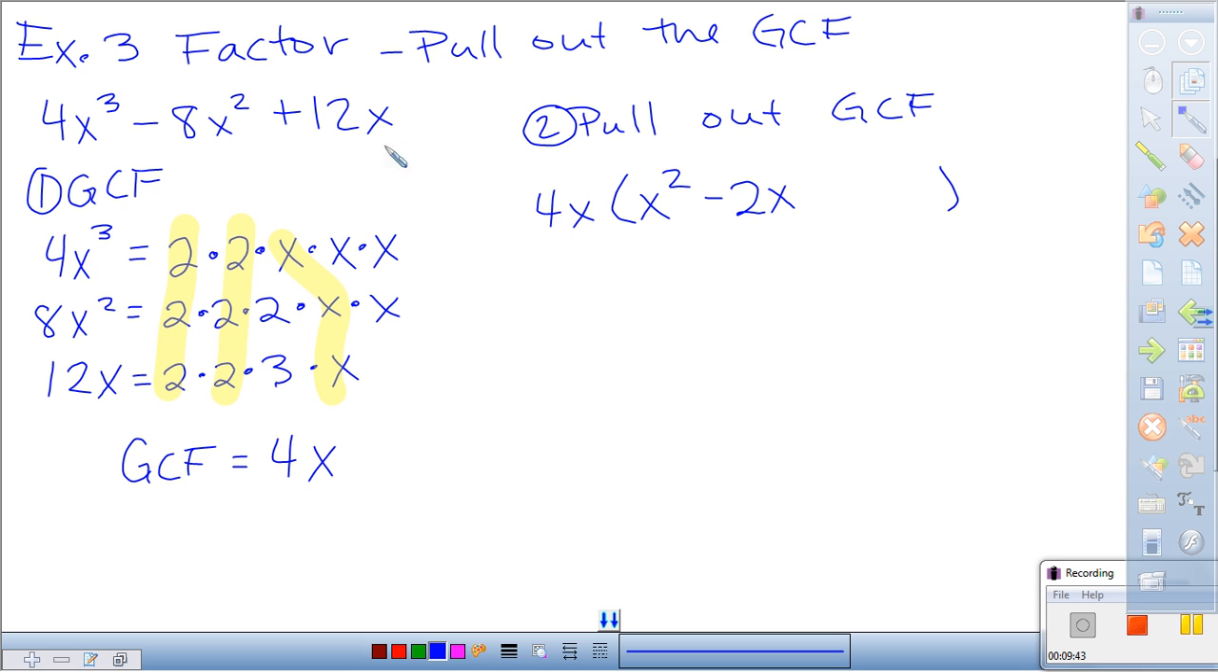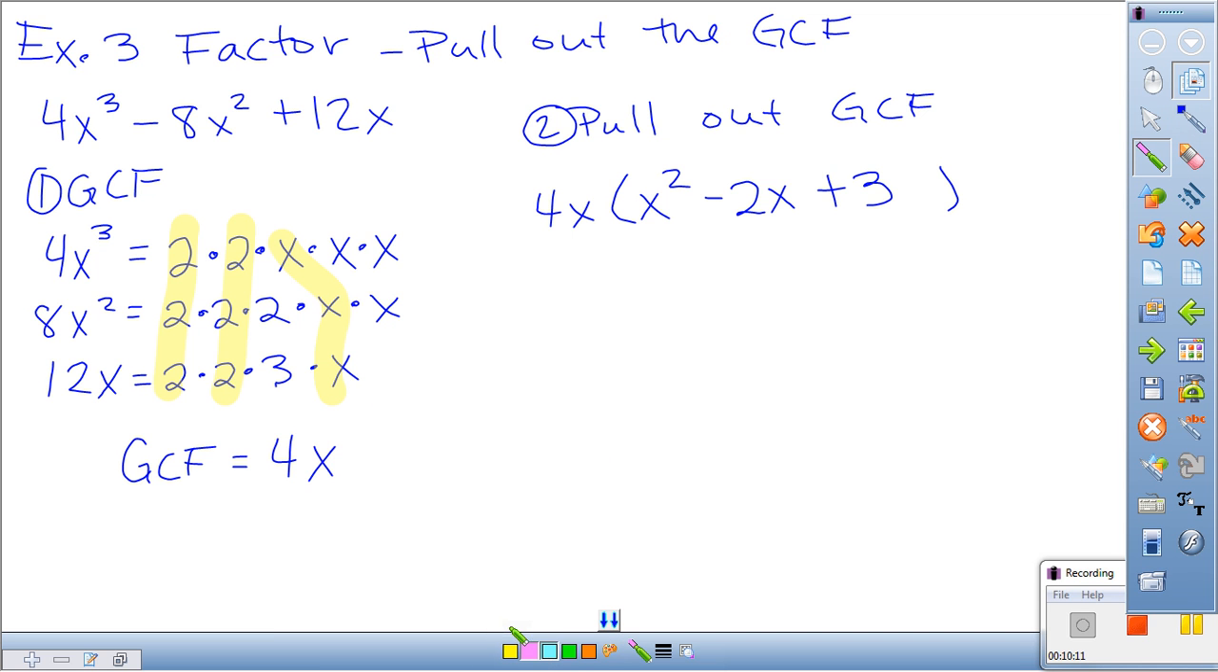Finally, 4x times what would give me positive 12x? Well, 4 times 3 would give me 12. 4x times 3, I end up with 12x. Now if you take just a moment and you look at what we've done here and what we had over here, you may notice something interesting.